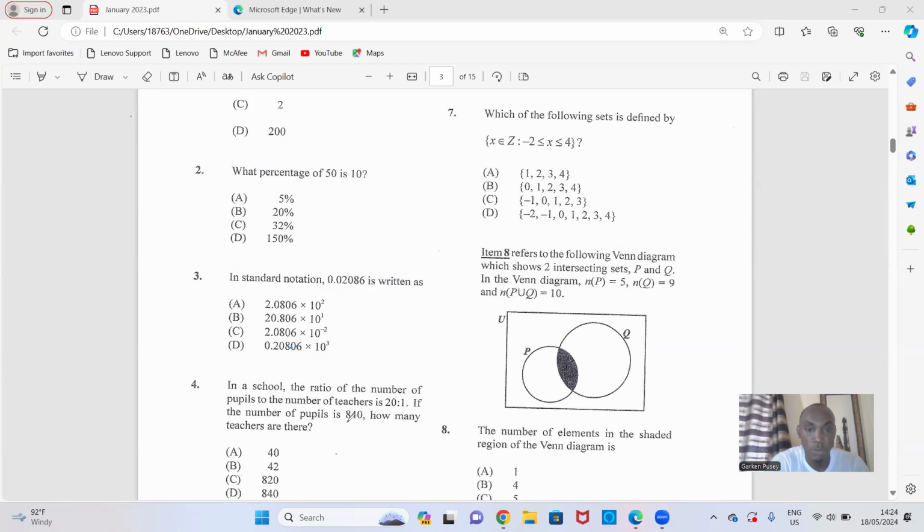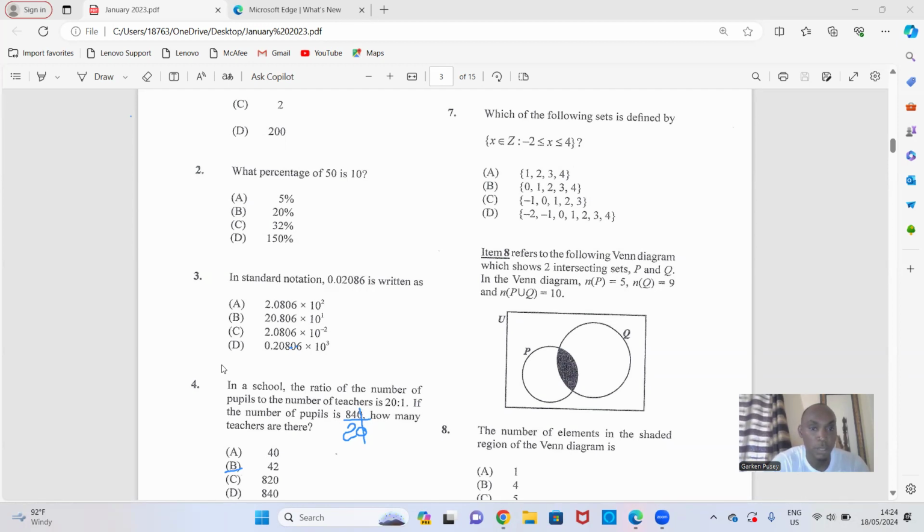So what we can do is divide the 840 by the 20 to find the number of teachers. So we're trying to find how many 20s we can get. So we divide by 20. When dividing by 20, we can cancel these 2 zeros, and 2 can go into 84 how many times? So 2 into 80, that's 40, and 2 into 4, that's 2. So 2 into 84, that's 42. So our answer is going to be B for this one.